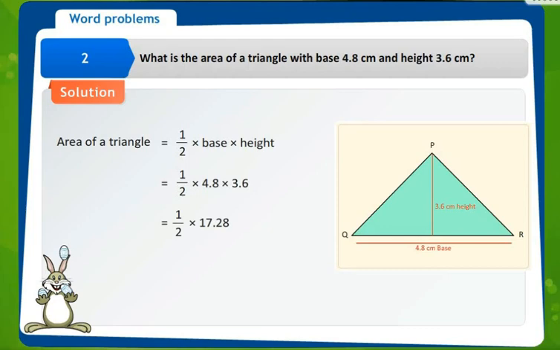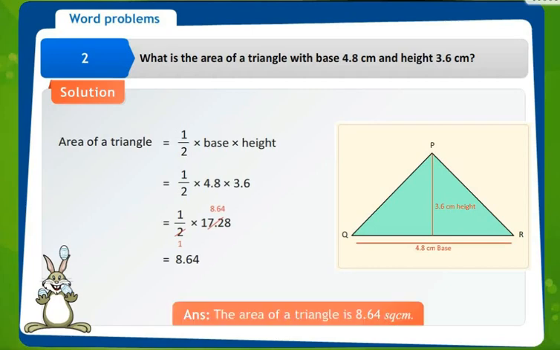Area of triangle is equal to half into 17.28, which is equal to 8.64. So the area of a triangle is 8.64 square centimeter.